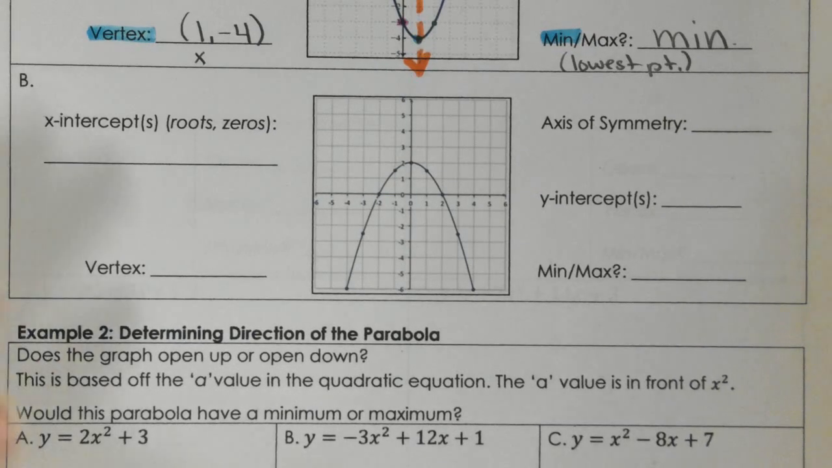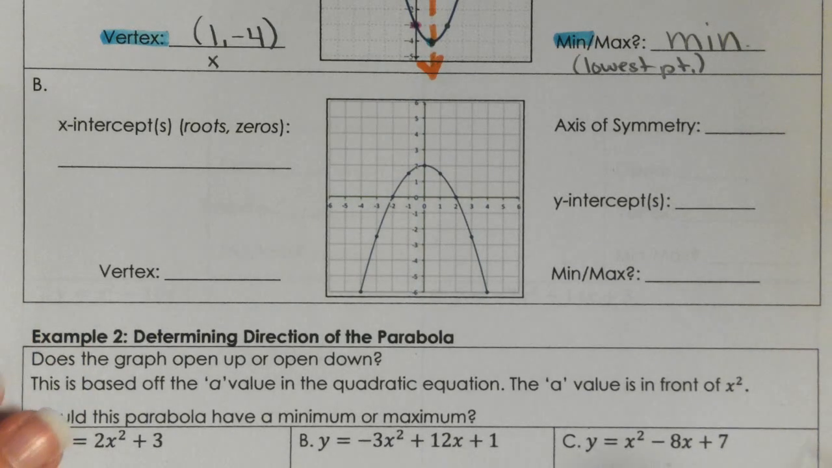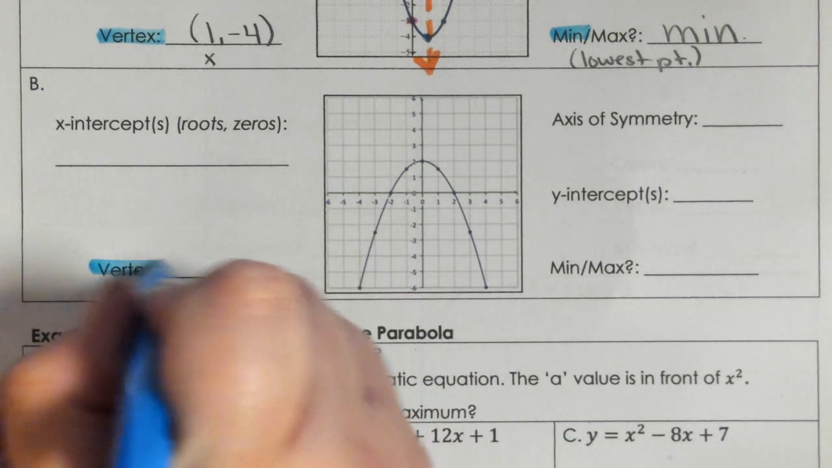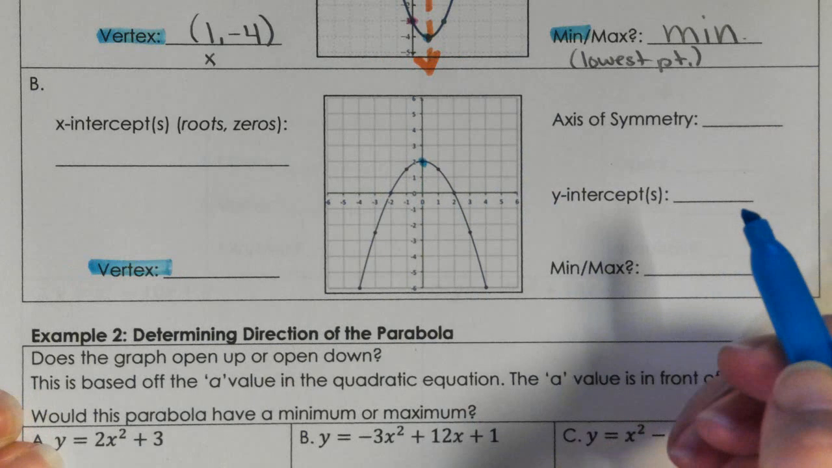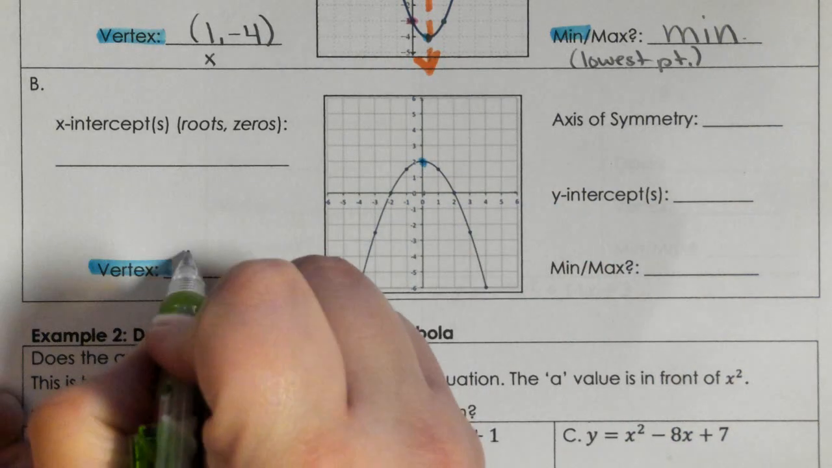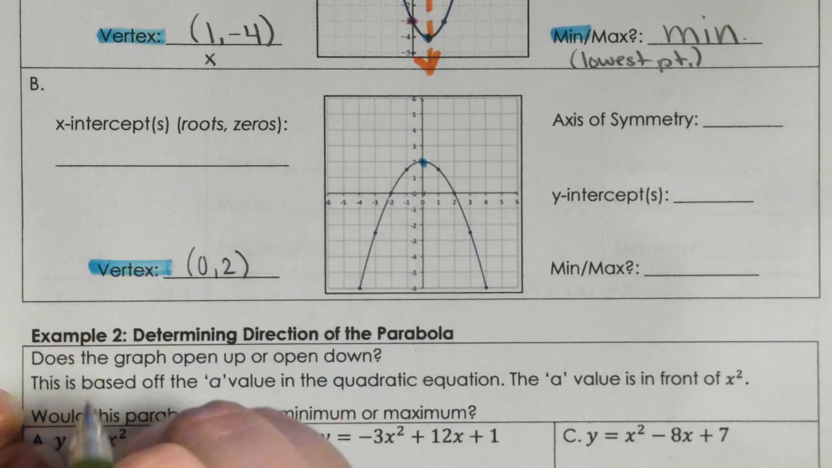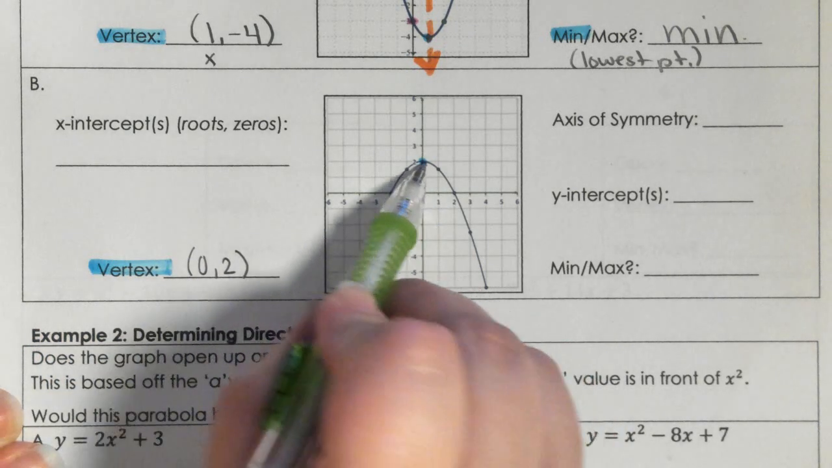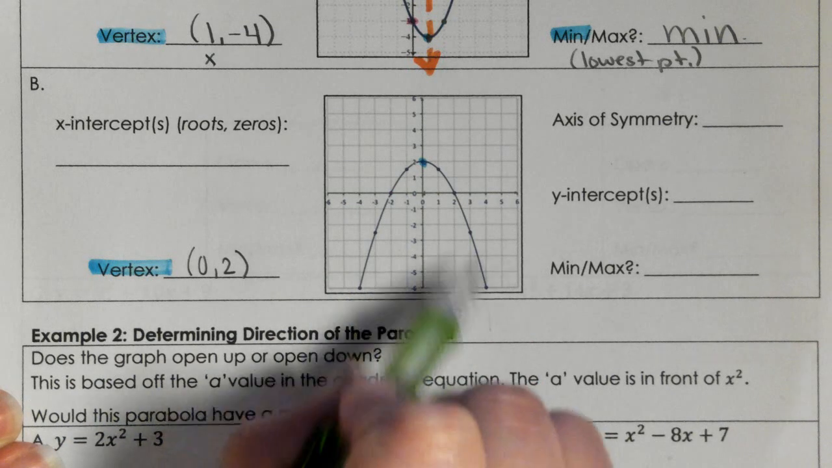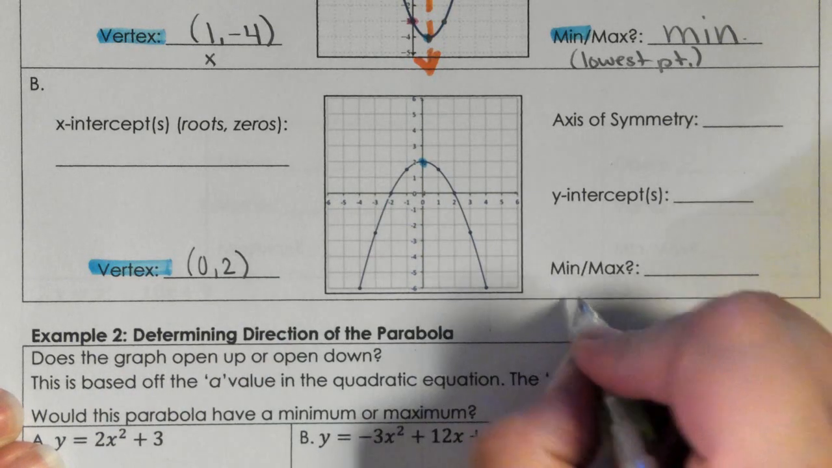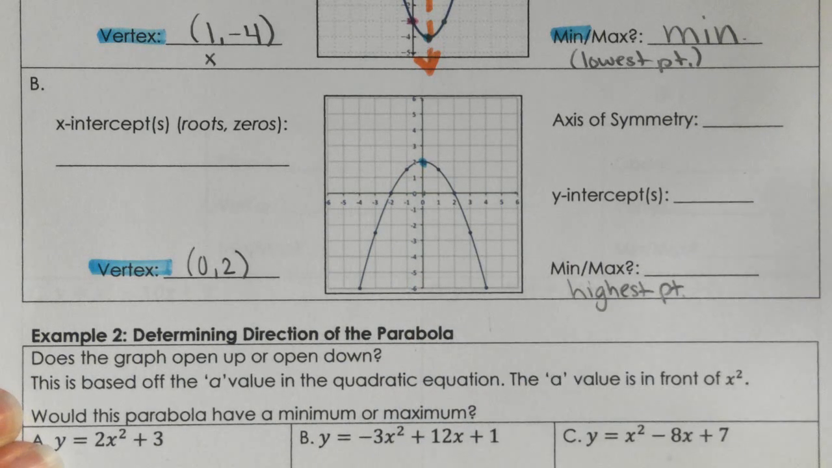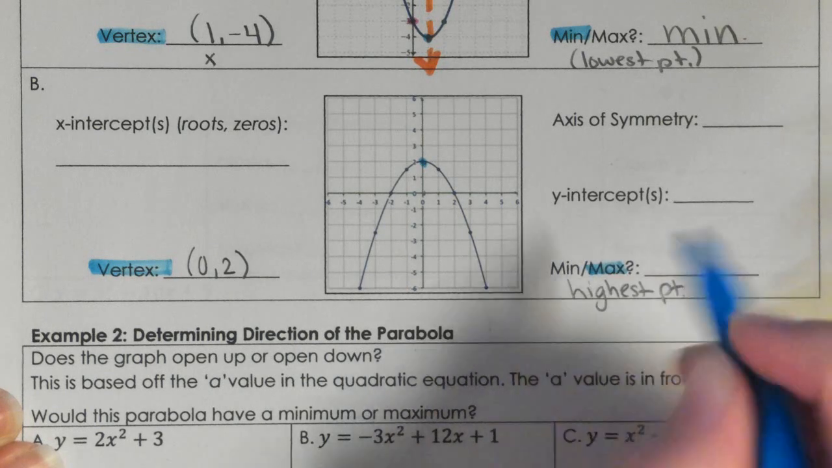So for part B, we have the vertex again. So here's your vertex. That would be at 0, 2. In this case, this is your high point this time. The lowest point we don't know because it keeps going down. So my highest point in this case would be a max or a maximum.